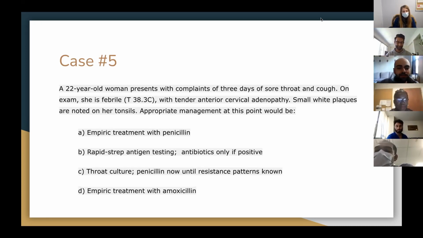Okay, so case number 5. A 22-year-old woman presents with complaints of 3 days of sore throat and cough. On exam, she is febrile to 38.3 with tender anterior cervical adenopathy. Small white plaques are noted on her tonsils. Appropriate management at this point would be A, empiric treatment with penicillin, B, rapid strep antigen testing, antibiotics only if positive, C, throat culture, penicillin now until resistant pattern is known, and D, empiric treatment with amoxicillin.